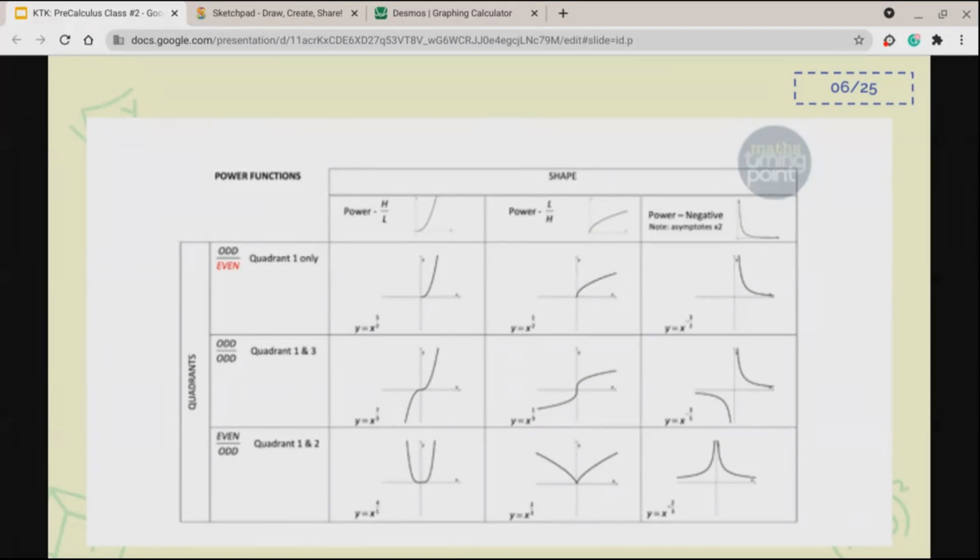We also have our power, which is a higher number over a lower number, or in the second one a lower number over a higher number, and we have a negative power in the third one, which would be a fractional power.